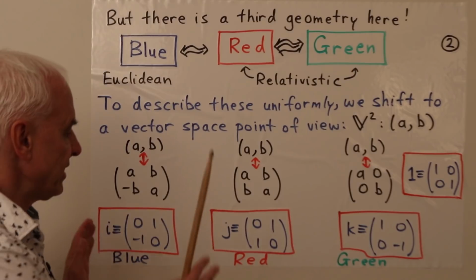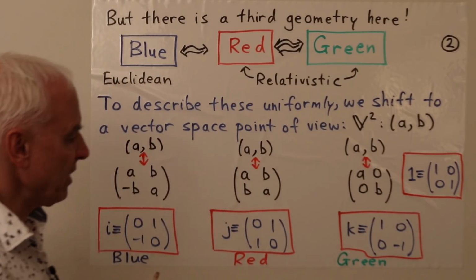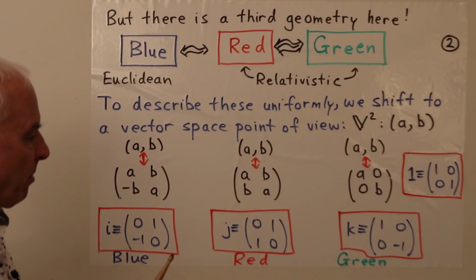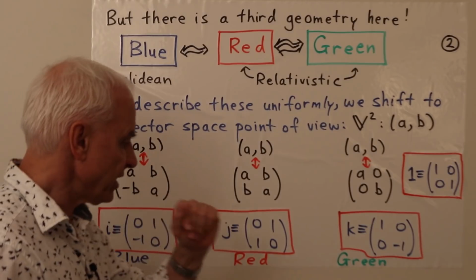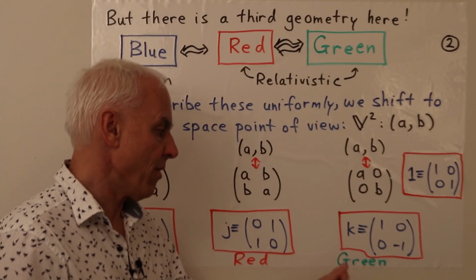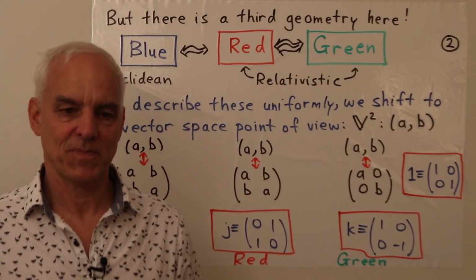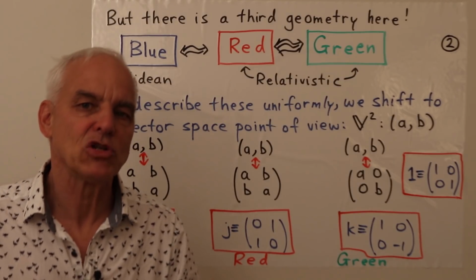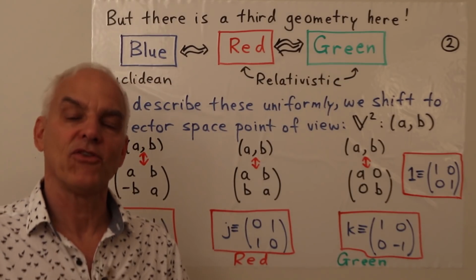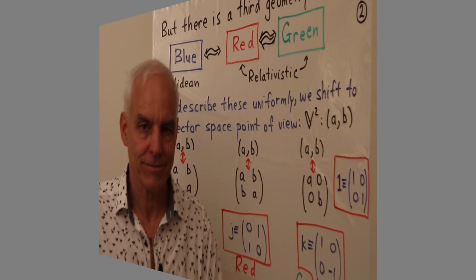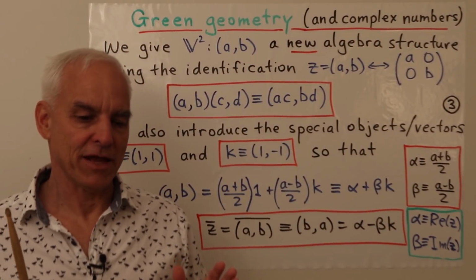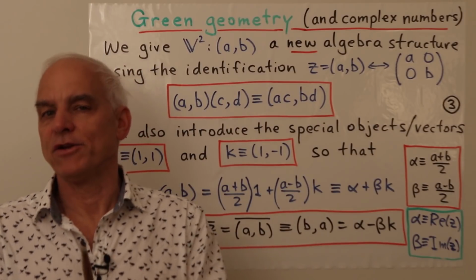And so we get a systematic threefold symmetry in these complex numbers. We have blue complex numbers involving I's, red complex numbers involving J's, and green complex numbers now involving K's. So this forms an algebraic setting in which we can discuss the corresponding geometries. Okay, so now let's look at this green geometry and the associated complex numbers.